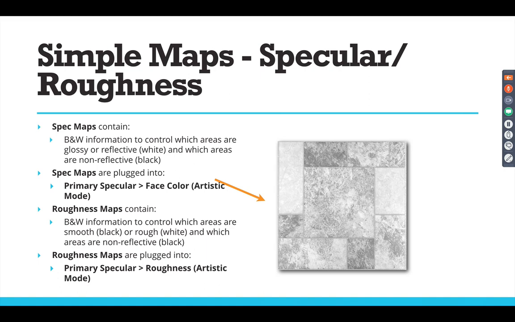And we also use maps to control how rough a surface appears. Roughness maps get plugged into primary specular roughness. In artistic or physical, even though I don't have it up there, they're still the same. So how do you know if you need a map?